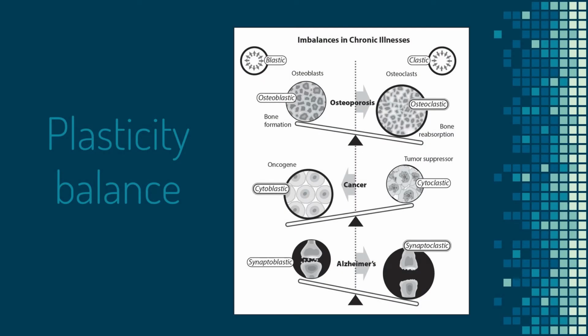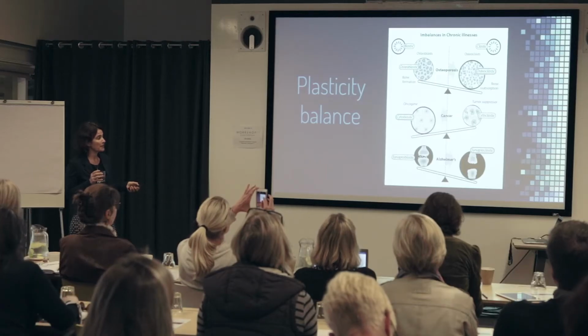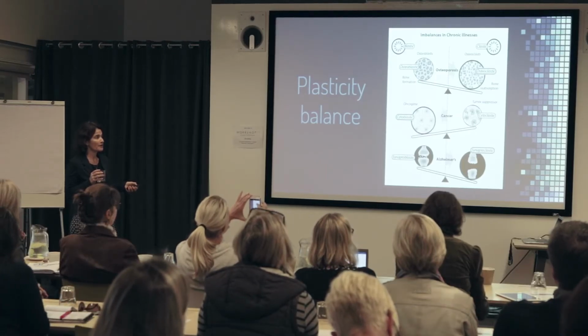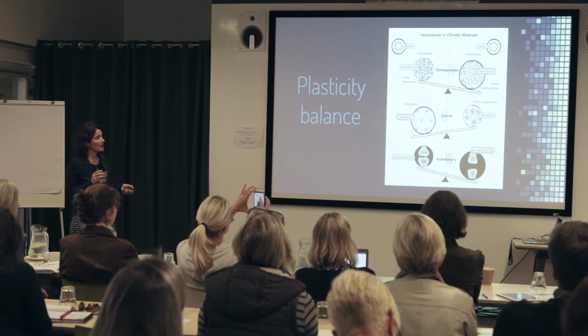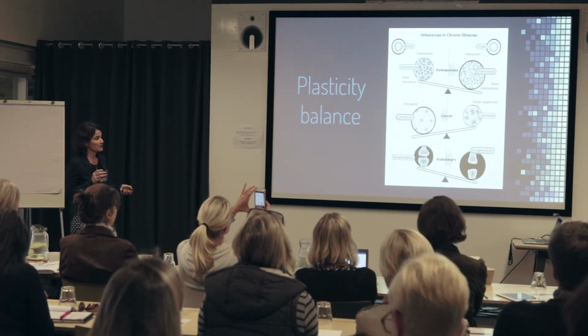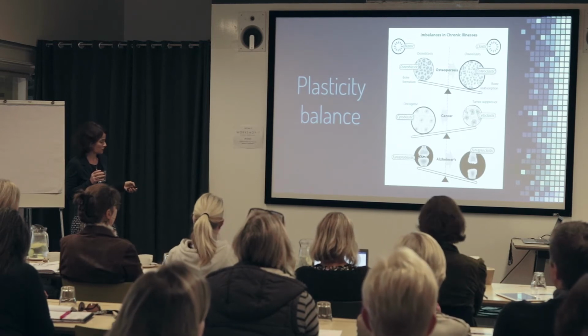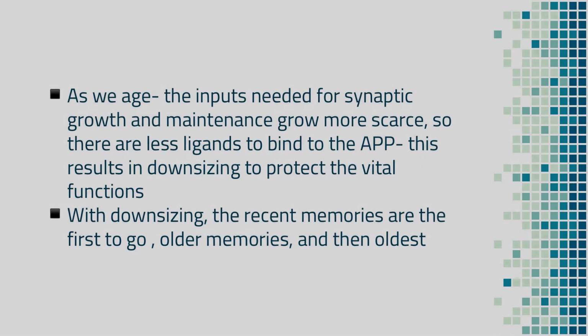The plasticity balance, as I said, is very important in all chronic diseases. We can see that in osteoporosis, we really want more osteoblastic bone formation rather than osteoclastic bone resorption. In cancers, obviously, we would want the breakdown of the cells, and we don't want any new cells forming. That's the side we want to be uppermost. And then in Alzheimer's, we want the synaptoblastic. We want these synapses and new neurons to continue. We don't want to break down those connections.